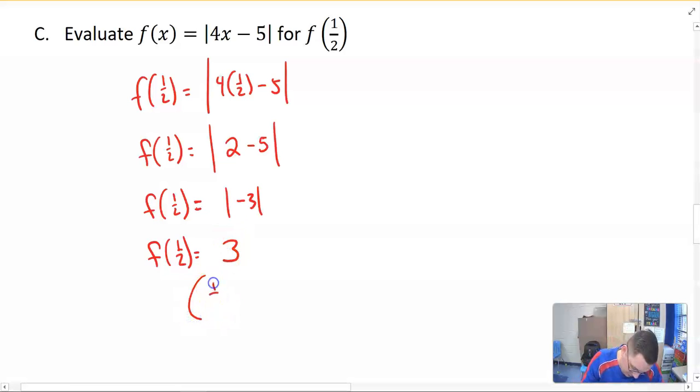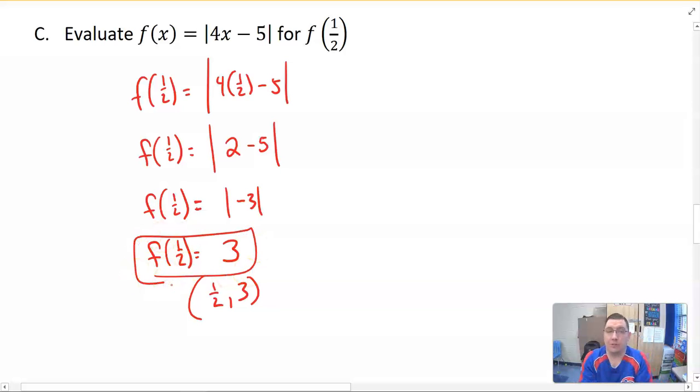And so we get the ordered pair (1/2, 3). So again, if we're just looking to evaluate it, we can leave it at f of 1/2 is equal to 3. Or if we're dealing with a graph, we can write that ordered pair and then go from there.